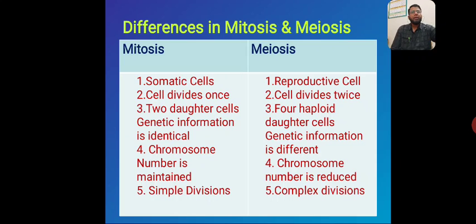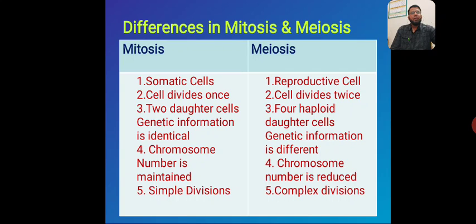Then what is the difference between mitosis and meiosis? As we have just discussed, mitosis takes place in vegetative or somatic cells. Meiosis takes place in reproductive cells. Second, the cell divides once in mitosis, and in meiosis the cell divides twice. Third, mitosis gives 2 daughter cells whose genetic information is identical, while meiosis gives 4 haploid daughter cells whose genetic information is totally different. The chromosome number is maintained in mitosis and reduced in meiosis, so it is called a reduction division.